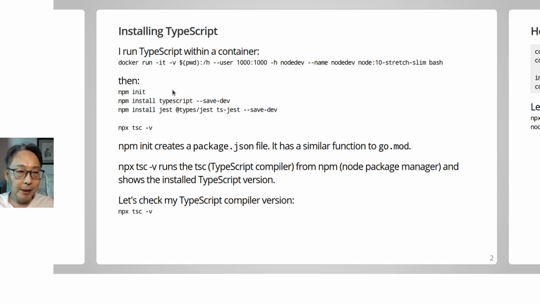Then you need to create the equivalent of a Go mod file. It's called package.json, with the command npm init. It will ask you a few questions and it will create a template package.json file for you.